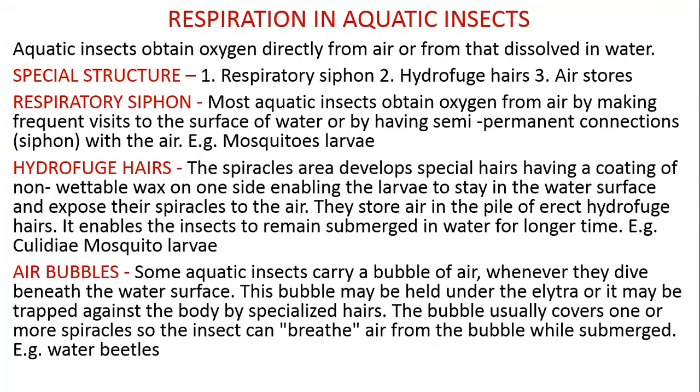Respiration in aquatic insect. Aquatic insects obtain oxygen directly from air or from that dissolved in water. The special structures which are present for the purpose are respiratory siphon, hydrofuge hairs, air stores. These are the special structures which are present in insects for the purpose of respiration in aquatic insect.